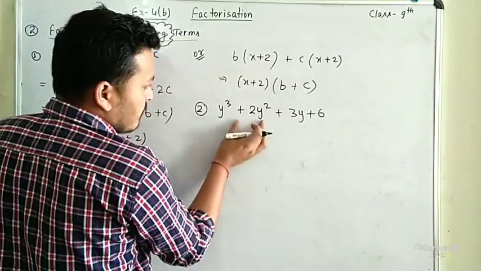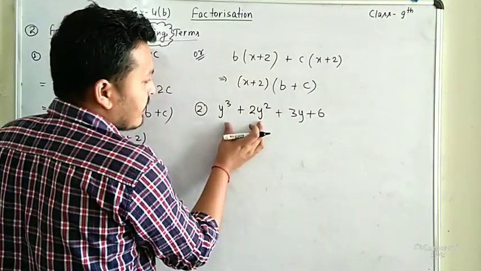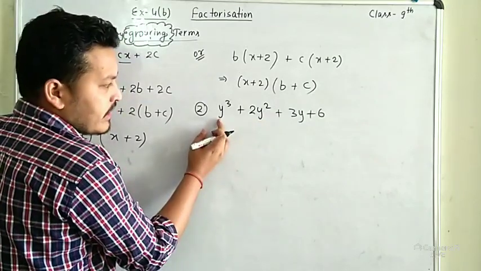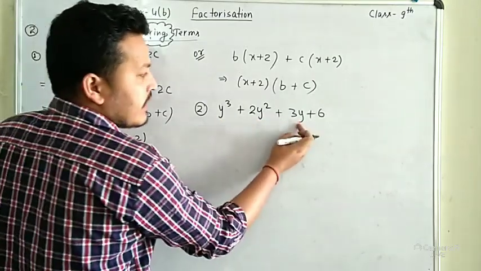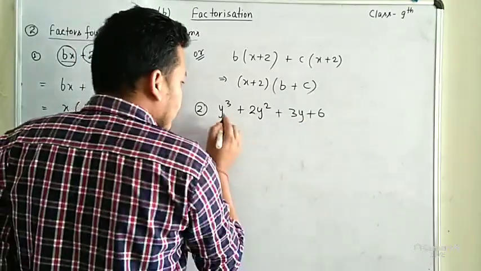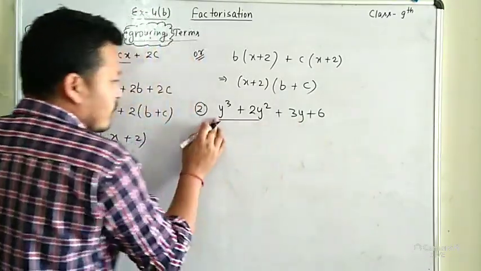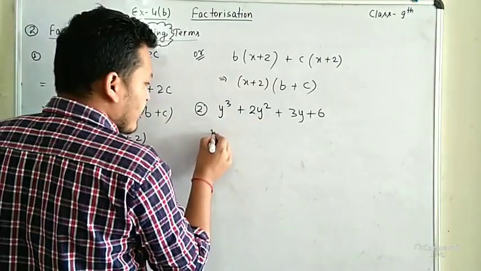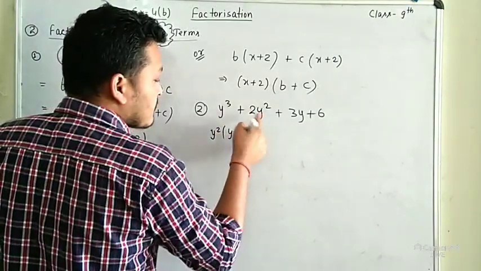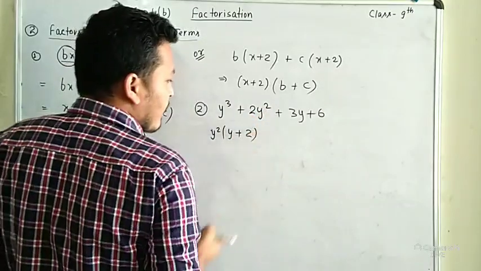In the first two terms, check what we can take common. y square is common in the first two terms, so y plus 2 will remain. In the second part, if you take 3 common, y plus 2 is remaining. This is the first group and this is the second group. In the first group we take y square common, leaving y plus 2.